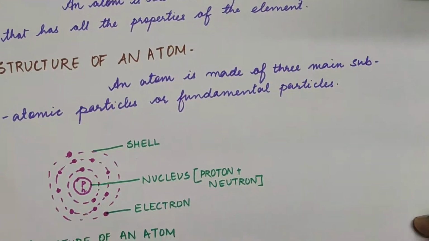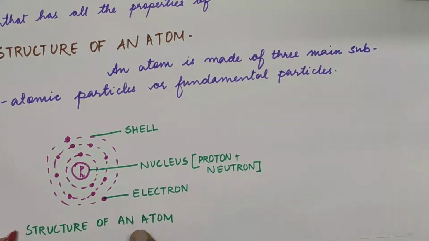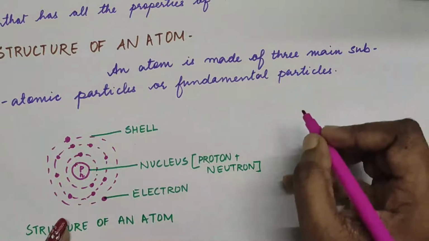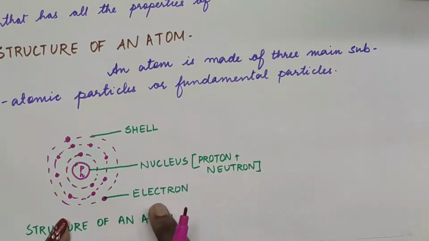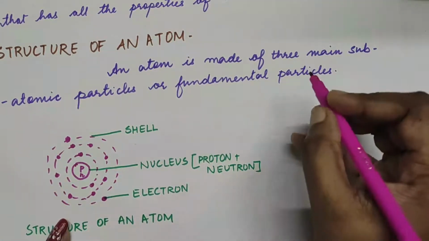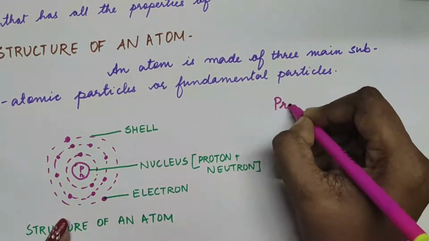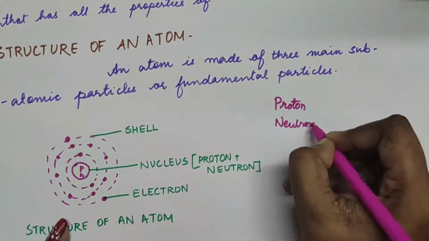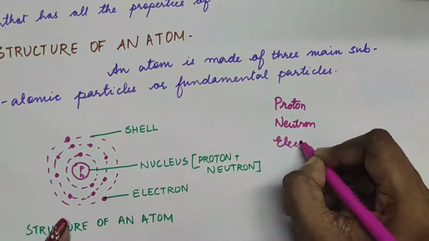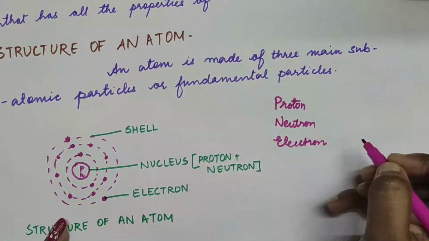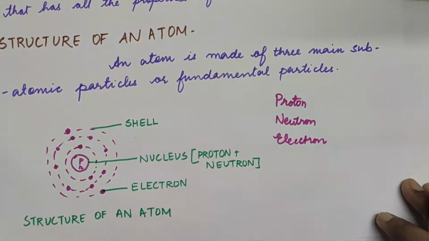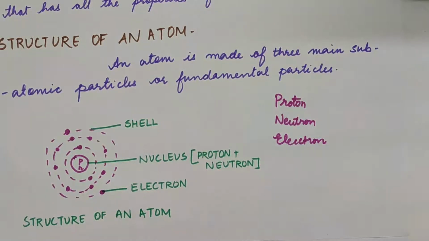As I have shown in the diagram here, there are three main parts, which we call proton, neutron and electron. So remember, we have proton, we have neutron, and we have electron. These are the three subatomic particles of an atom. So how are they positioned in an atom?